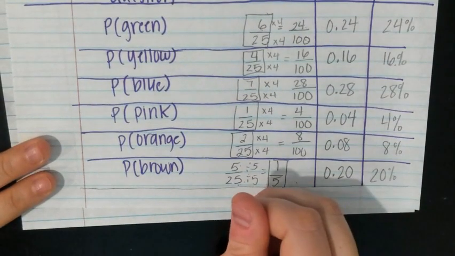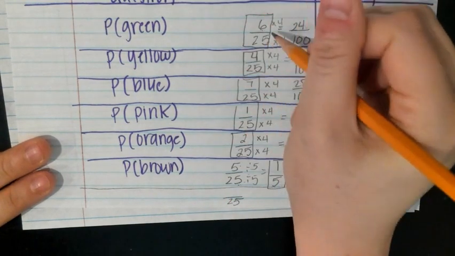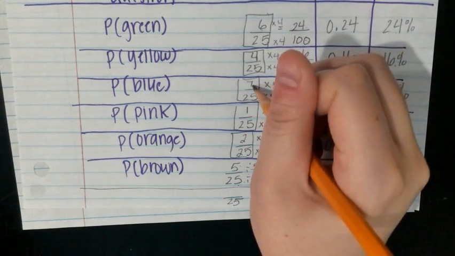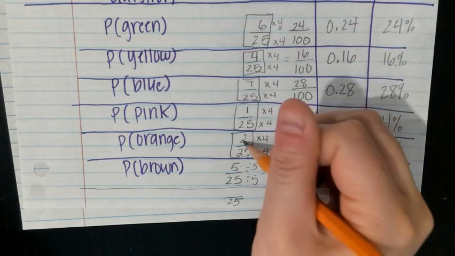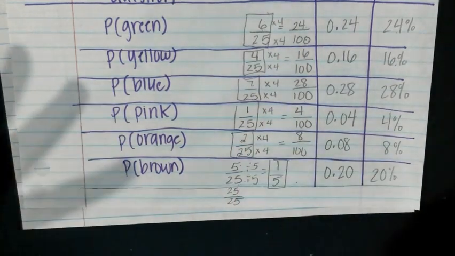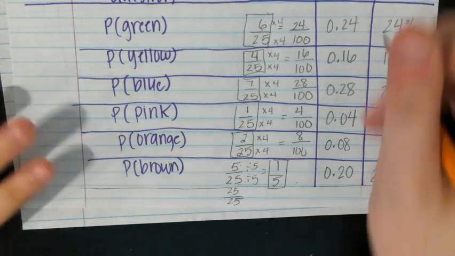Okay, so I've run out of room a little, but I think I can do it. So 25. All I'm going to do is add the numerators. 6 plus 4 is 10, plus 7 is 17, plus 1 is 18, plus 2 is 20, plus 5 is 25. And 25 out of 25 is 1 whole. So I know that my fractions are all correct because I should get 1 whole.